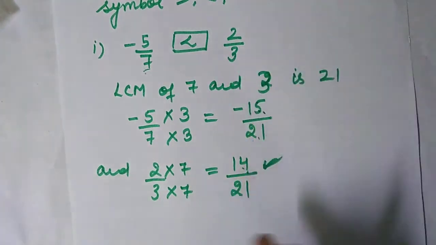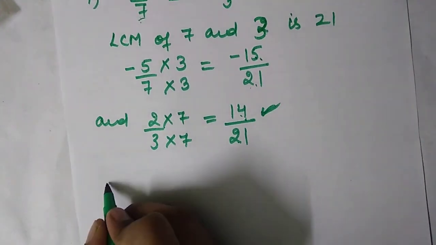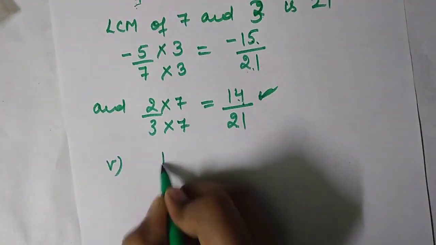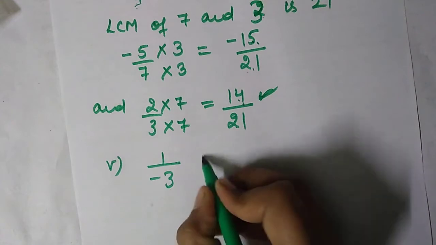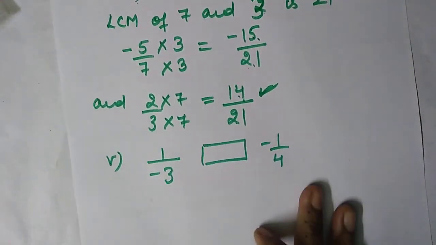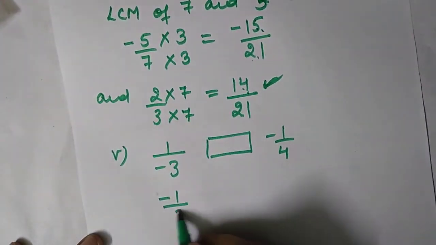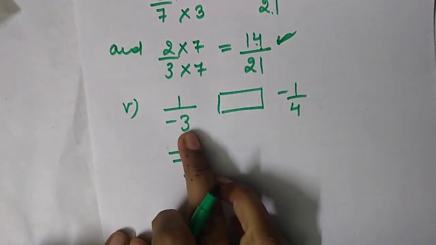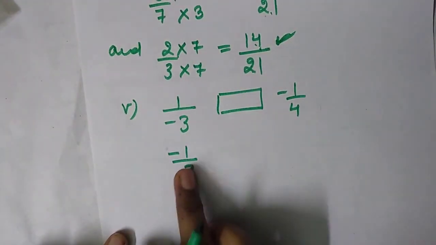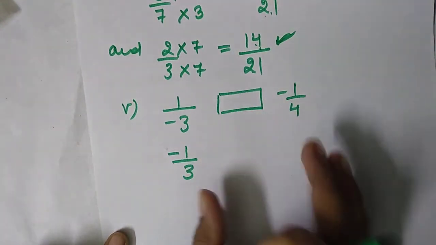Okay. One more example I am explaining, that is part 5. This is 1 over minus 3. You have to tell which one is greater. Now listen to one thing. 1 over minus 3 is the same as minus 1 over 3. Whenever you have a negative in the denominator, you can simply write it in the numerator, as I have explained in the previous topic, that is how to write in standard form.